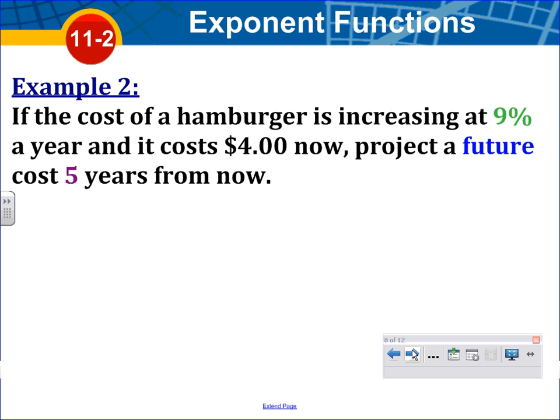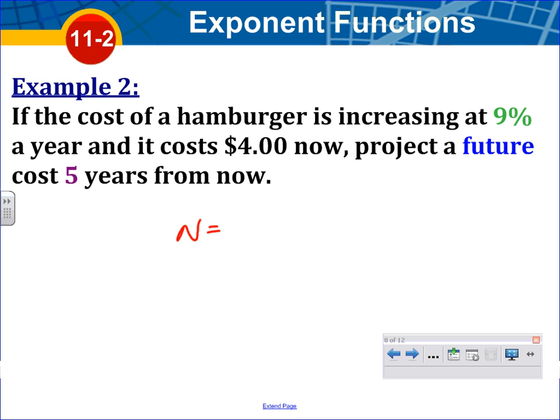Okay, so here's this example. The cost of a hamburger is increasing at 9% a year, and it costs $4 now. Project a future cost 5 years from now. So we're going to use that straight formula. Just substitute in what you need to, and then go from there. It's all calculator after that.